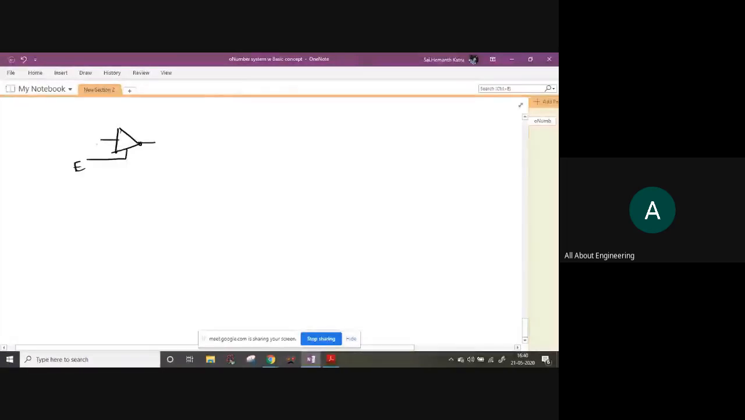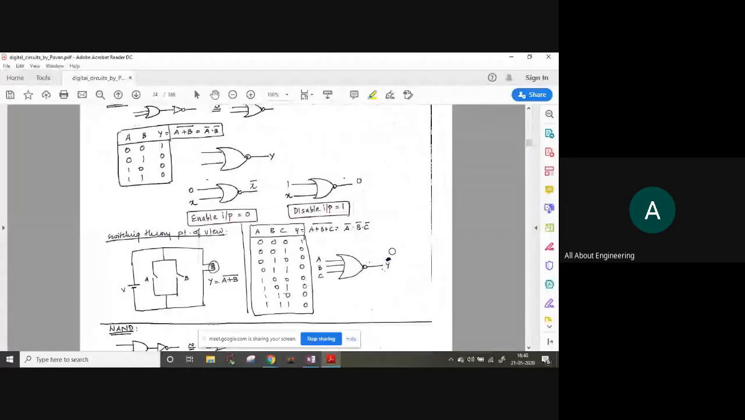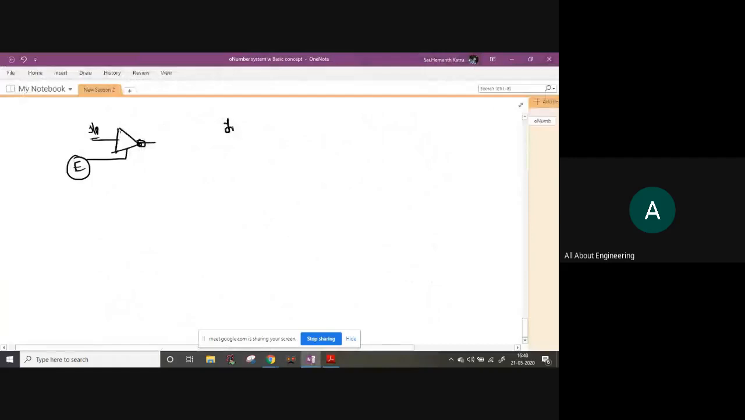There will be an enable input for inverter also. Depending on this enable input, whether the input of the gate will be accessed or not, or high impedance state, all these things we will discuss in later lectures. But for the time being, you just think there is no enable or disable input for inverter. Now the electrical model is very simple. All you have to learn is, for inverter, the connection will be parallel with the bulb. For AND gate, it will be series. For OR gate, it will be parallel, like this.